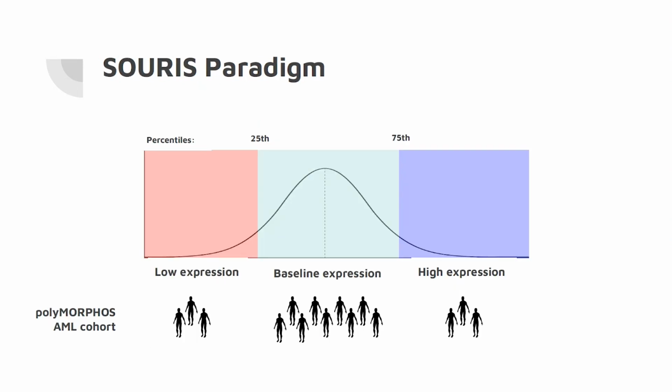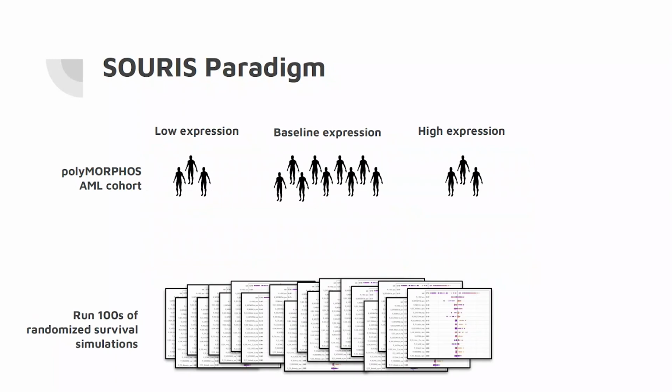So in SORI, we now divide the patients into low, baseline, and high expression based upon any given expression value of your choice, 25th percentile to 75th in this case. And we then run hundreds of simulations from PolyMORPHOS. So we sample with replacement, 80-20 split. So it will be a different population being generated each time.